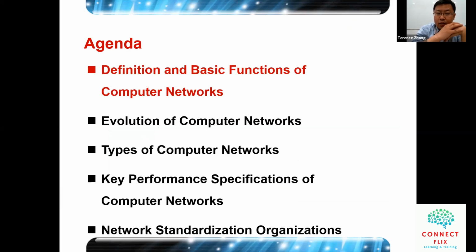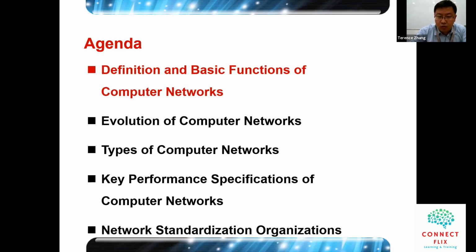Let's look at the agenda of this chapter. The knowledge in this chapter is divided into the definition, which is the what, and the evolution of the computer network, which is the history of the network. Also the types: how many types of computer networks there are and how we divide them into different kinds. Also how the network works and the key performance indexes of computer networks. This is the overview of this chapter.